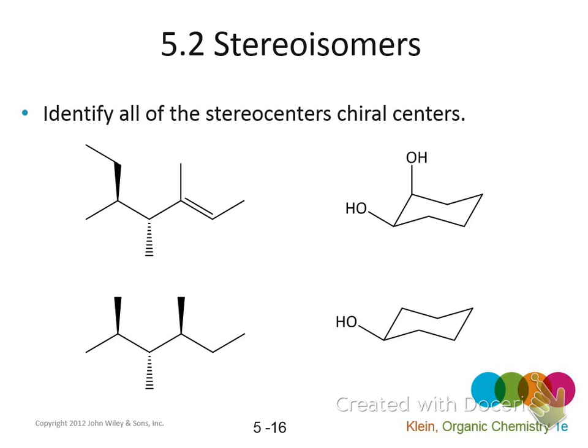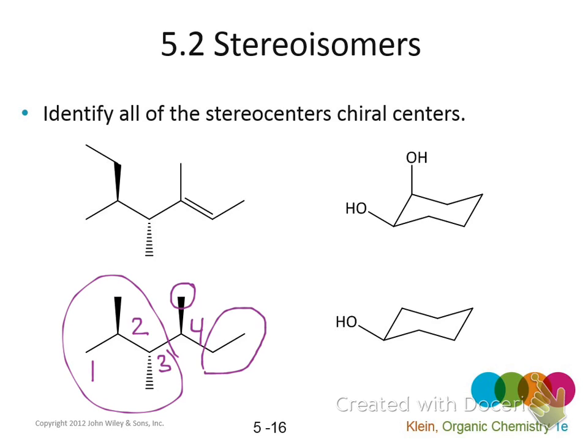For B, I had this as 1, 2, 3, and 4. So 3 and 4 are stereo centers, but 2 isn't. It has a methyl, it has all of this, and it has a hydrogen. You have to look all the way out, not just the one bond out, and that makes it chiral.